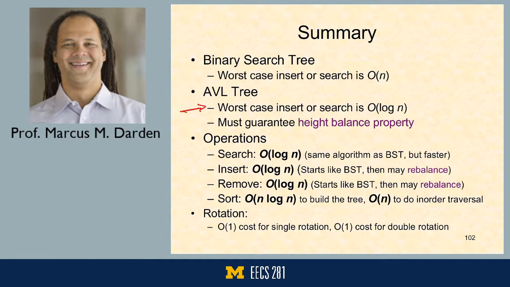Finally, we talked about the rotations. We called them a constant amount of additional work because it was this interchanging of 2 nodes while updating 3 pointers. That's a constant amount of work. Even if I was to do a double rotation, I might have to do that twice, but no more than twice. All right.